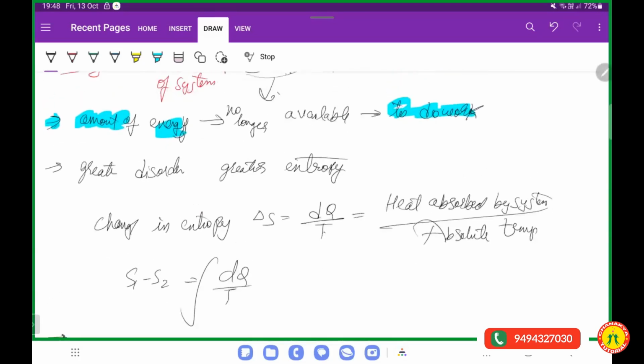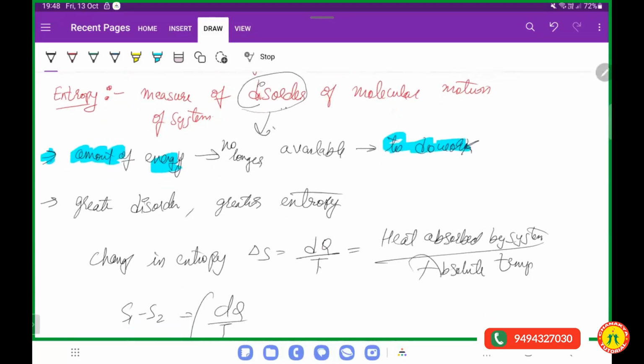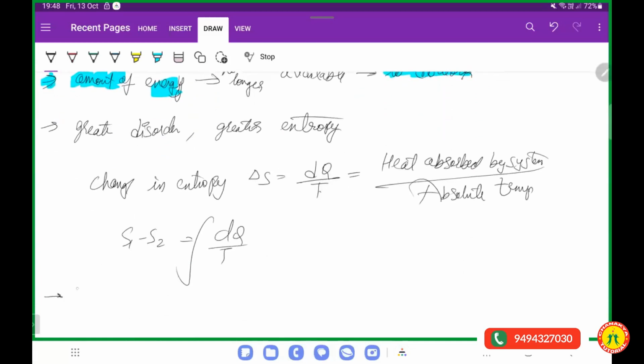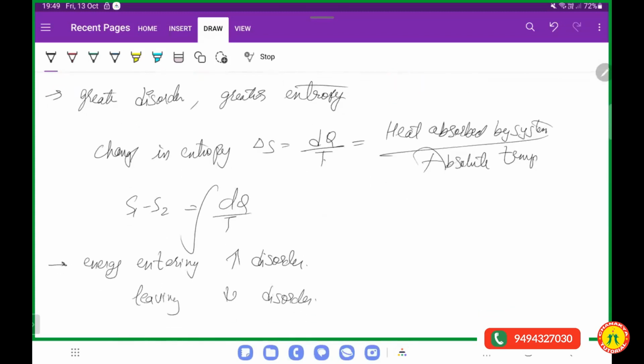If you might get confused with this disorder, let me think of another way. A simple way we can remember it: energy which is entering will increase disorder, and energy which is leaving will decrease disorder. I think this statement makes it easy to understand.